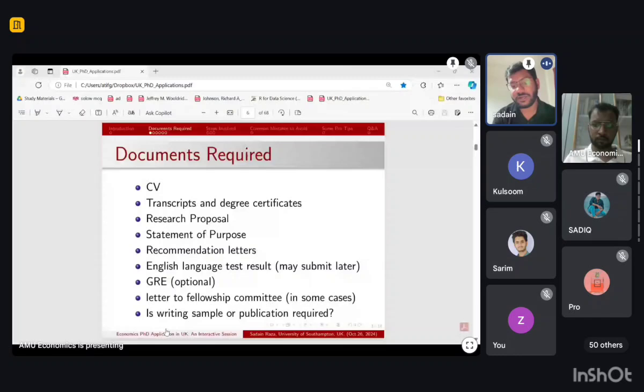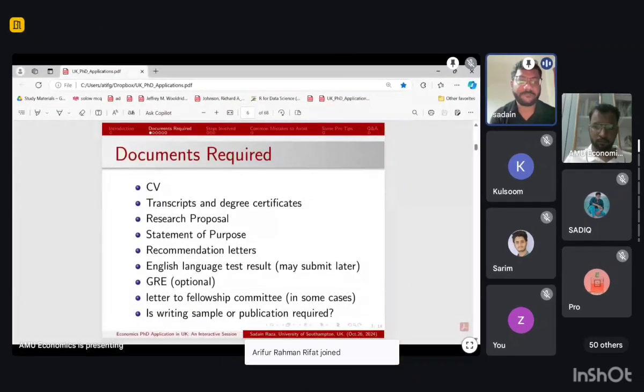In some cases it will be required, and we will also talk about your writing sample or publication, whether it is required at all or not. Go to the next slide.